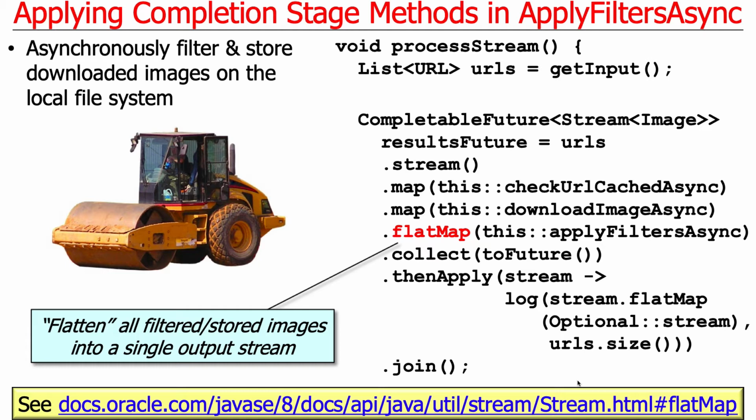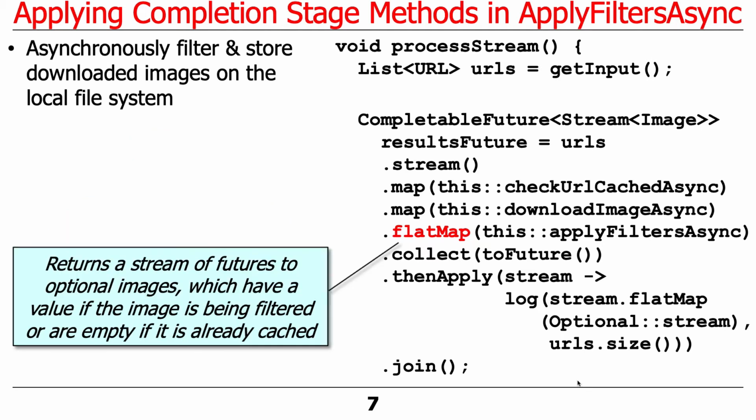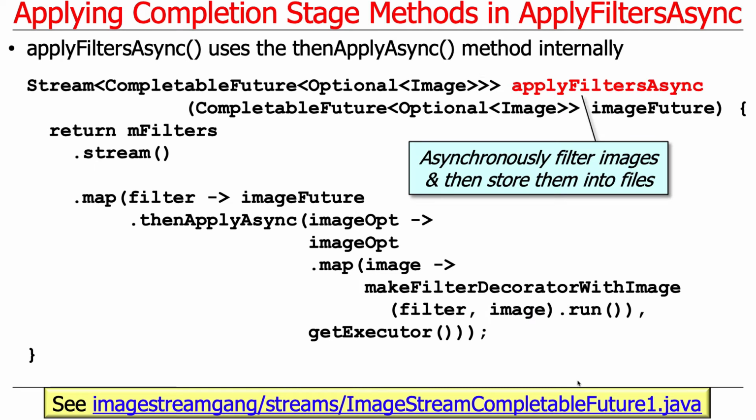So instead, we're going to use flatMap so we can end up with more images coming out of this method than we had coming in, by however many filters are called to transform the input images. So that's what flatMap does. flatMap will return the stream of completable futures to optional images, which will have a value if the image is being filtered and stored, or will be empty if it was already cached. So that's the same behavior. We're just ignoring stuff that was empty all the way down the chain.